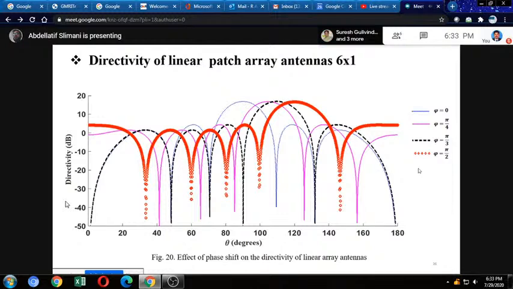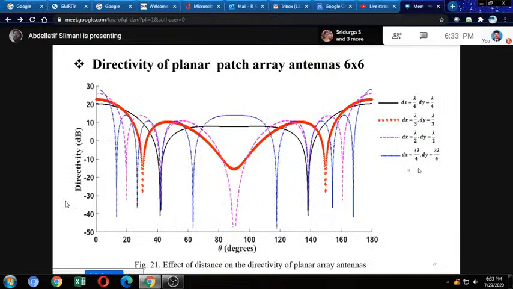So we use this technique in intelligent antennas. I can direct my radiation toward the desired direction just by changing the phase shifts of our array antennas. Okay, so the second case, I talk about the directivity of a planar patch array antenna with 6 elements.